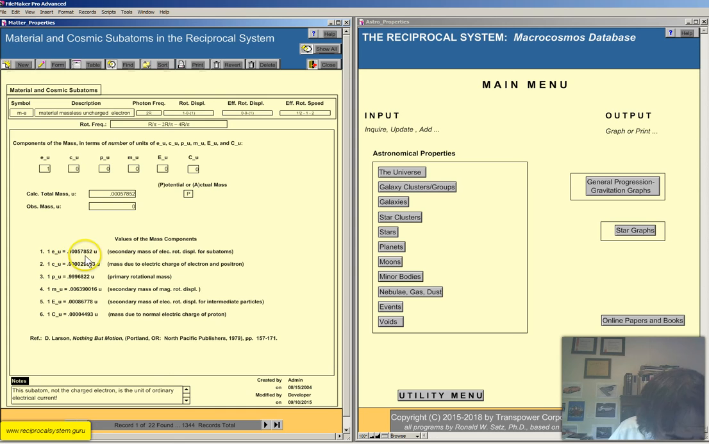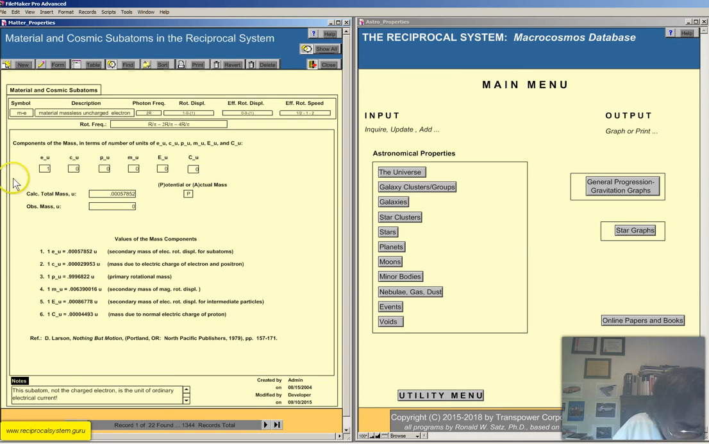So 1 E sub U is the secondary mass of the electric rotational displacement for subatoms. 1 C sub U is the mass due to electric charge of electron and positron. 1 P sub U is the primary rotational mass. By the way, U, as opposed to AMU, is based on carbon 12, whereas AMU, the older unit, was based on oxygen 16. Anyway, 1 M sub U is secondary mass of the magnetic rotational displacement. 1 capital E sub U is secondary mass of electric rotational displacement for intermediate particles. An intermediate particle has 2 rotational subsystems, but only 1 contributes mass. And 1 capital C sub U is the mass due to the normal electric charge of the proton.